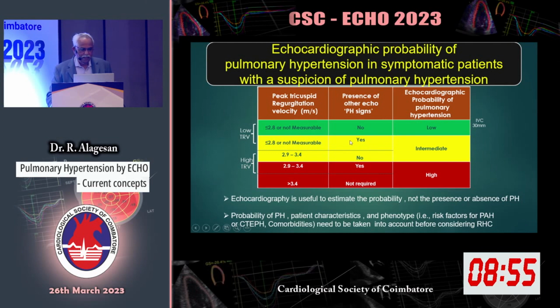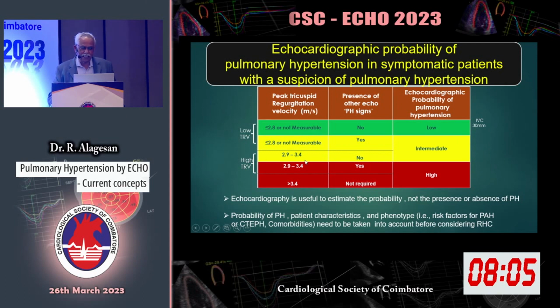If those supportive signs are present, or if the velocity is between 2.9 to 3.4, then there is intermediate probability of pulmonary hypertension. If the velocity is more than 3.4, and if the velocity is between 2.9 to 3.4 with supportive signs, there is a high probability of pulmonary hypertension. So the presence of pulmonary hypertension, you have to assess this way. We have to look at the TR velocity. If it is below 2.8, most probably pulmonary hypertension is not present. Above 3.4, in all probability, pulmonary hypertension is likely to be present. Between 2.9 to 3.4, we have to look for other signs of pulmonary hypertension. If they are present, then it indicates that the patient is likely to have pulmonary hypertension.